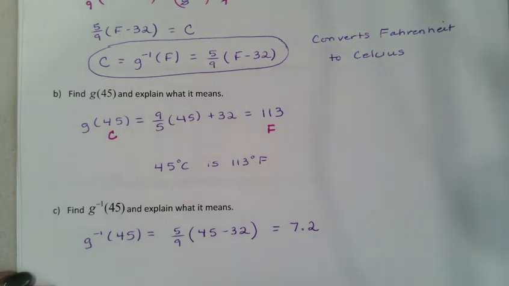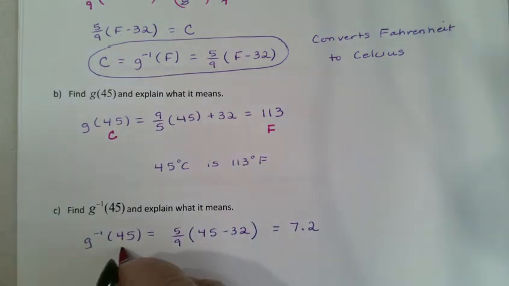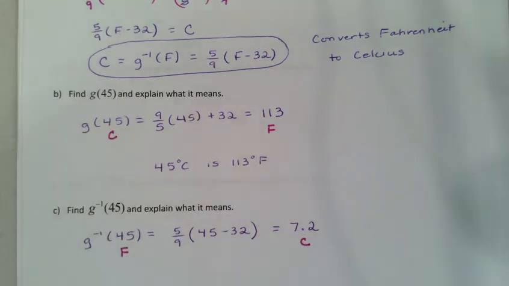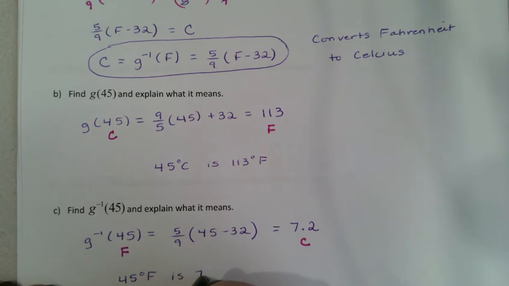7.2. This time, for g inverse, my input was f, the output is c. So this one says that 45 degrees Fahrenheit is 7.2 degrees Celsius.